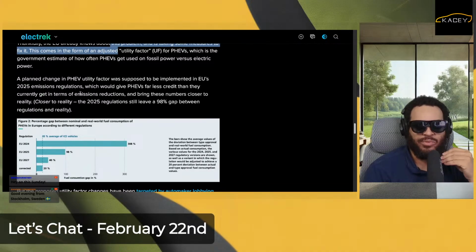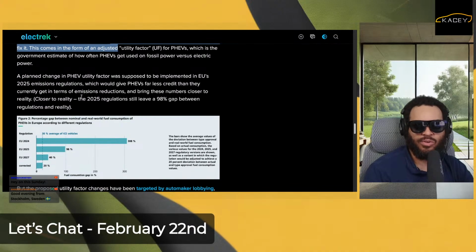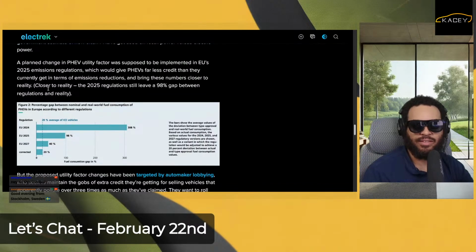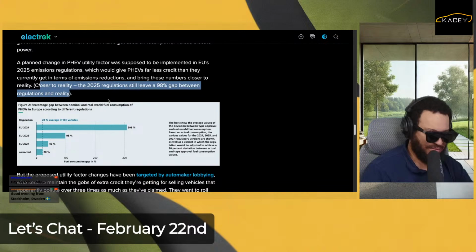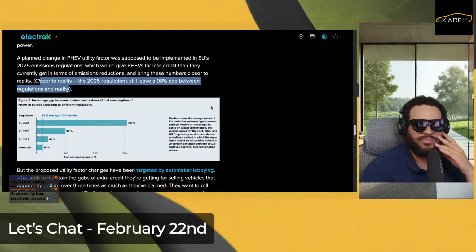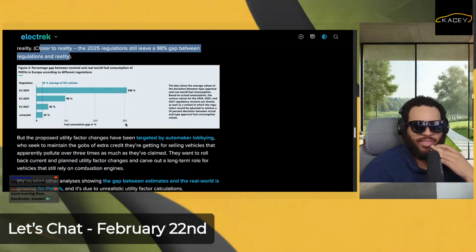Which would give PHEVs far less credit than they currently get in terms of emissions reductions and bring these numbers closer to reality. The 2025 regulations still leave a 98% gap between regulations and reality. Oof. I can't think of how they could do better. They have all these great mathematicians. Politics. It's got to be the politics.